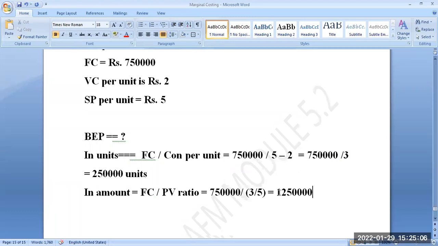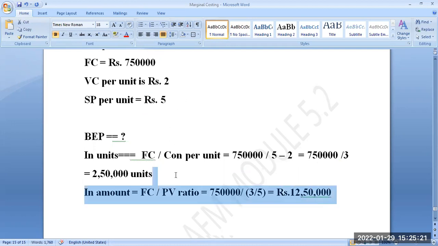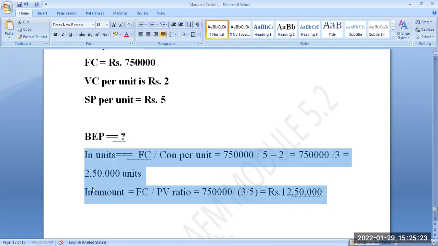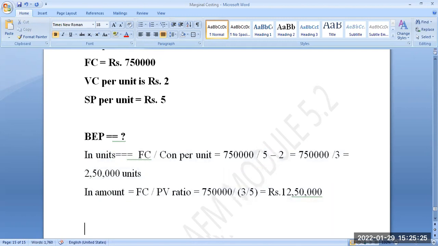This is rupees, this is units. Instead of using this formula, we can directly multiply. Yes, you can do it in whatever way, as long as you find the answer correctly. You can multiply 2,50,000 units into 5. That's also okay. Then, question number 2.